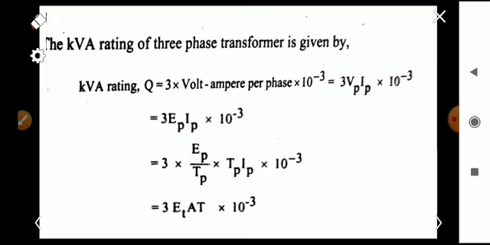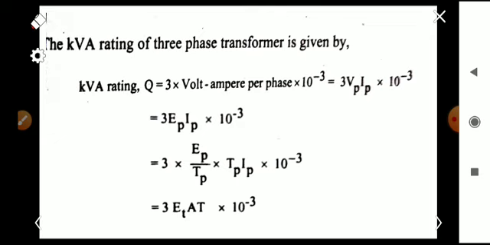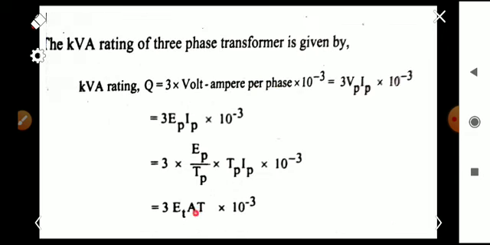If you are multiplying and dividing this term with the Tp, what will happen? Here it becomes Ep by Tp and Ip into Tp. So this Ep by Tp we can replace it with the term Et, that is EMF per turn. In the starting slide we have learned that Et is equal to E by the total number of turns. So likewise here this Ep by Tp will be equal to Et, EMF per turn. And Tp into Ip is equal to our ampere-turns AT, capital AT. Both are AT, so it is AT. So Q becomes 3 into Et into AT into 10 raised to minus 3.